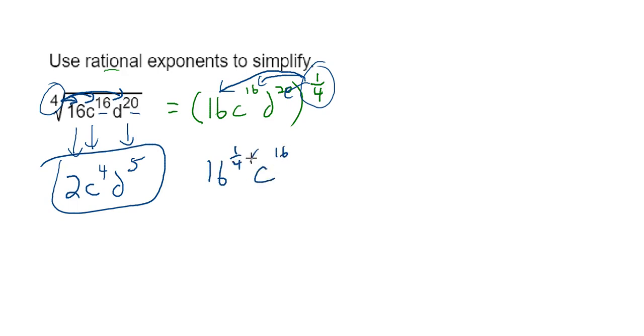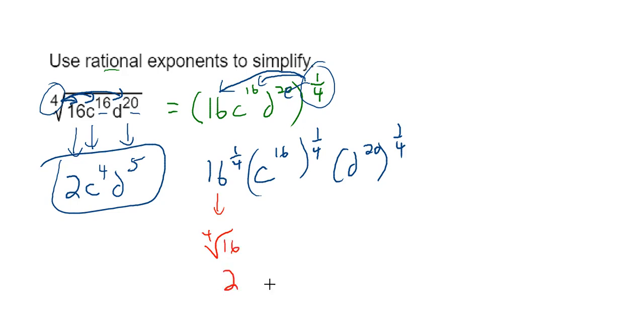We'll get c to the 16th power raised to the 1/4 power, and we'll get d to the 20th power raised to the 1/4 power. And now that we've applied that 1/4 power to each of these, we can, at least for this case, convert it back to radical form. A 1/4 power is a fourth root of 16, which we know is 2.